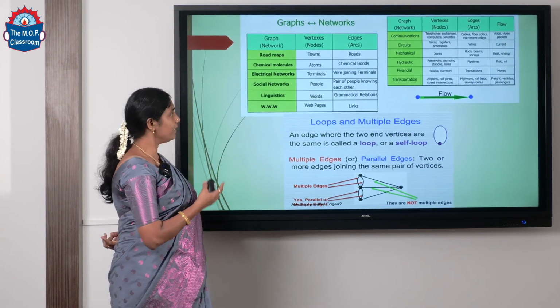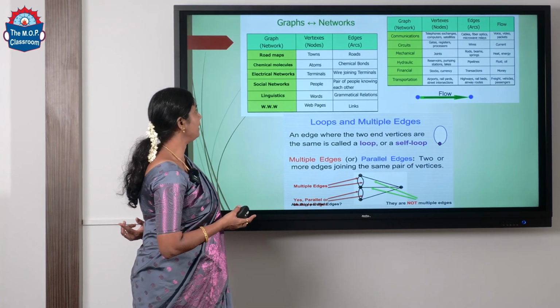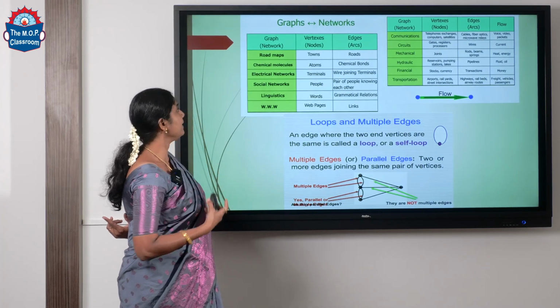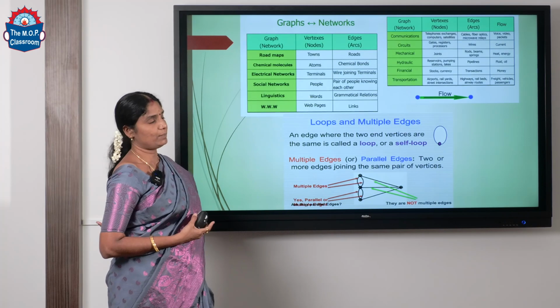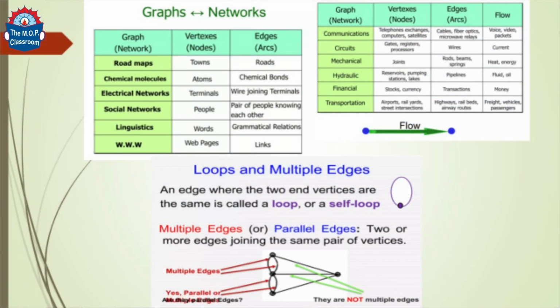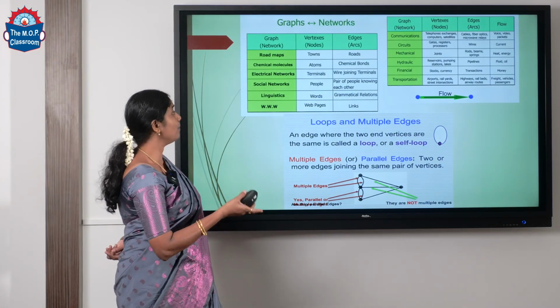Based on that, another example is coined here, where I can correlate my graph to different types of networking systems. As you can see, the green highlighted items are different real life situations, for example road maps, chemical molecules, electrical networks, social networks, linguistics, which is nothing but what we speak, a very famous concept of mathematics, automata theory, and even our web pages. All these can be expressed in terms of graph theory.